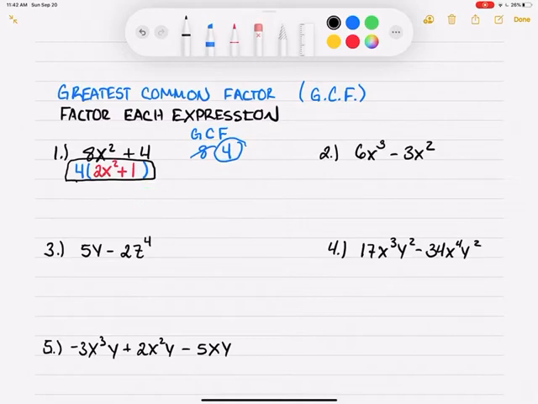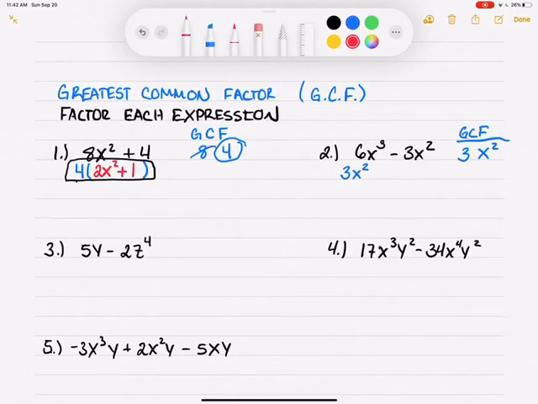In example 2, I have 6x cubed minus 3x squared. 6 and 3, again, we're trying to find the GCF. 6 and 3 can both be divided by 3. X cubed and x squared can both be divided by x squared. So my greatest common factor is 3x squared, meaning I can divide 6x cubed and 3x squared by my GCF.